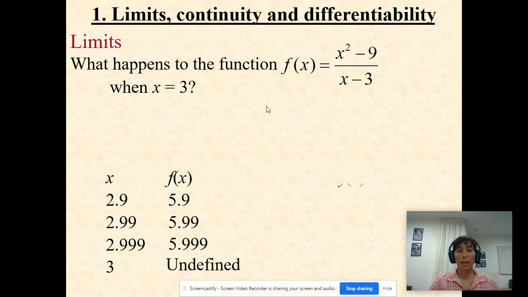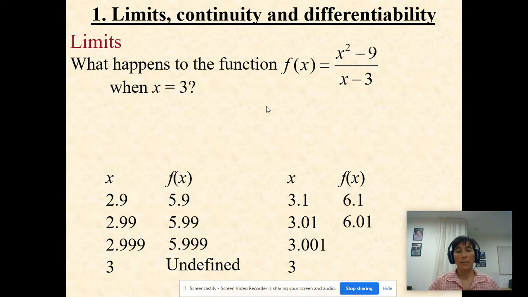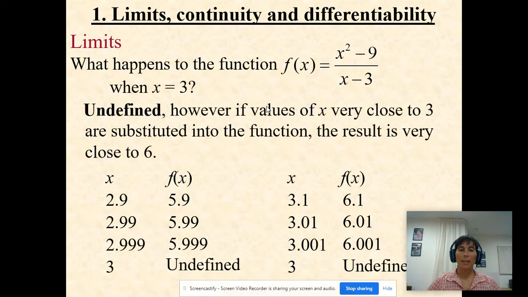If we now look from above and substitute in some values like 3.1, 3.01, 3.001, you should find that you get a function value of 6.1, 6.01, 6.001. So what's happening is that even though at x equals 3 the function is undefined, if values of x very close to 3 are substituted into the function, the result is very close to 6. So this is our first introduction to limits.